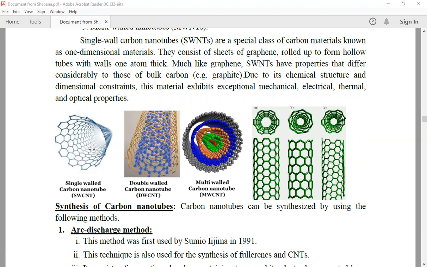The properties of the CNTs are: it is a very strong and stiff material in terms of tensile strength, with atoms covalently bonded in the sp2 hybridized form, and it has the kinetic property.